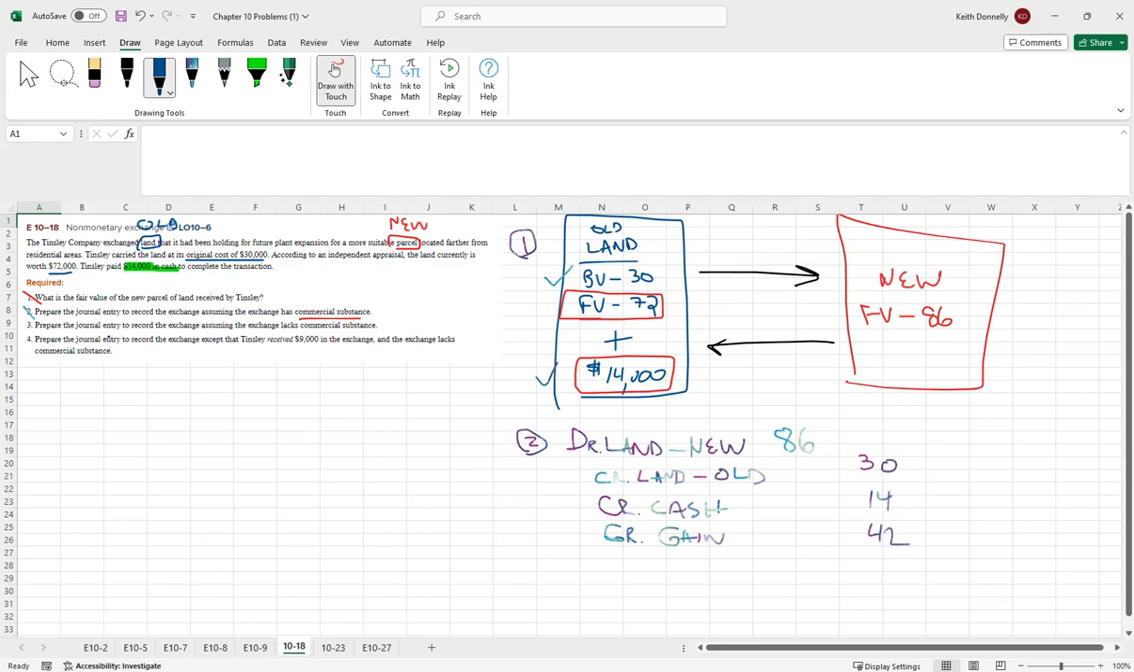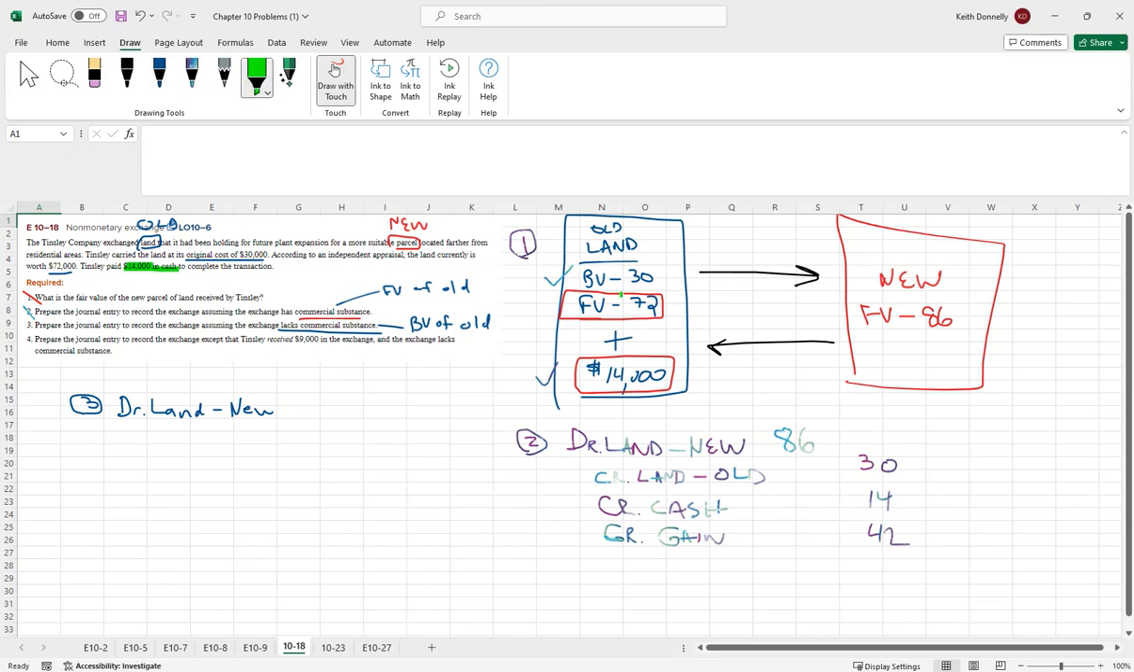Three says, prepare the journal entry. What we did here under 2 was commercial substance. We used the fair value of the old. Here for 3, it says, prepare the journal entry assuming it lacks commercial substance. What we're going to use is the book value of the old. So for 3, we're going to debit land, new.